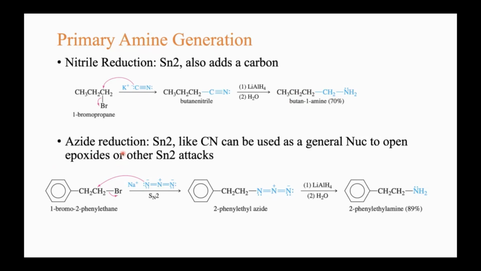An alternative, if you don't want an extra carbon, is azide reduction. So this is also SN2. It's NaN3.